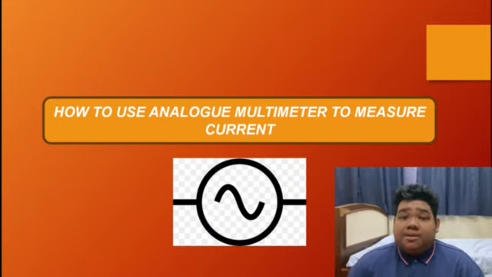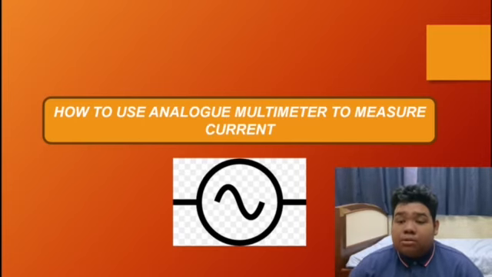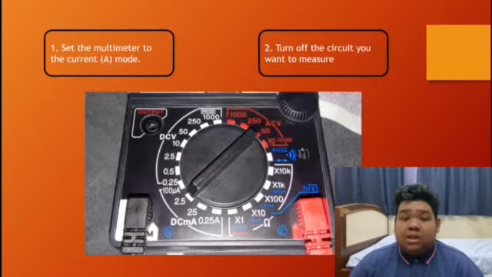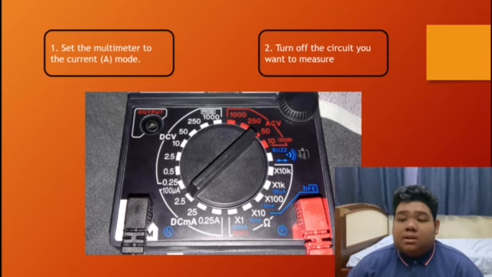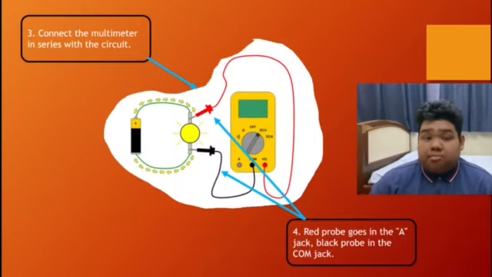Hi, I'm Syaki. Now I continue this slide. Now I will show how to use analog multimeter to measure current. First, set the multimeter to the current mode. Second, turn off the circuit you want to measure. Third, connect the multimeter in series with the circuit.